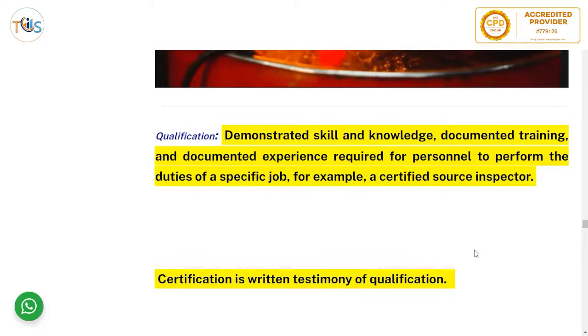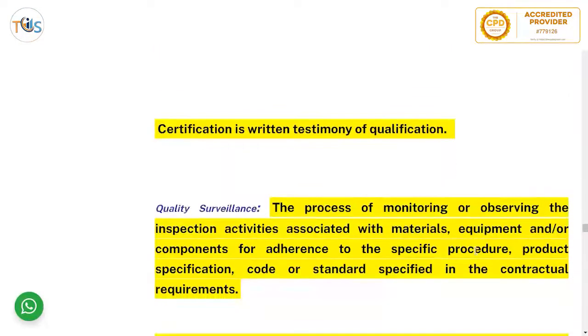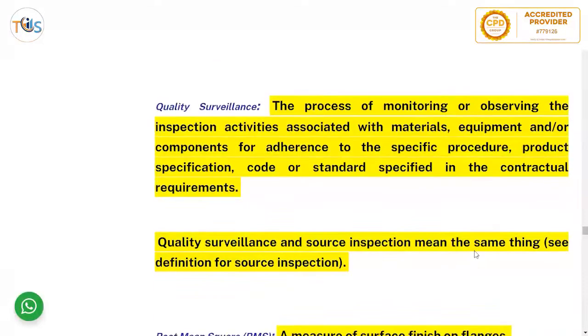Qualification means demonstrated skill and knowledge, documented training, and documented experience required for personnel to perform duties of the job. For example, a certified source inspector. So qualification is a combination of skill, knowledge, and certification. Certification practically is a written testimony of qualification. So it demonstrates that you are qualified.